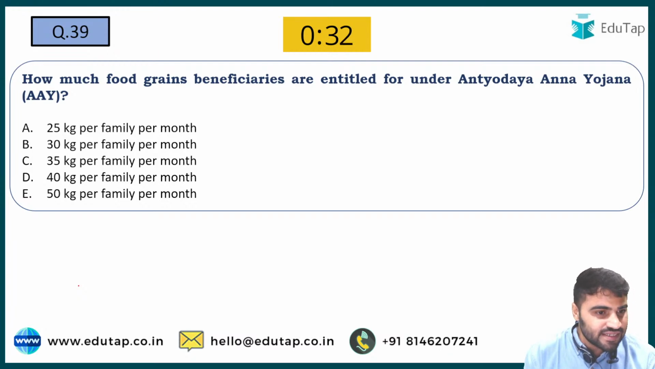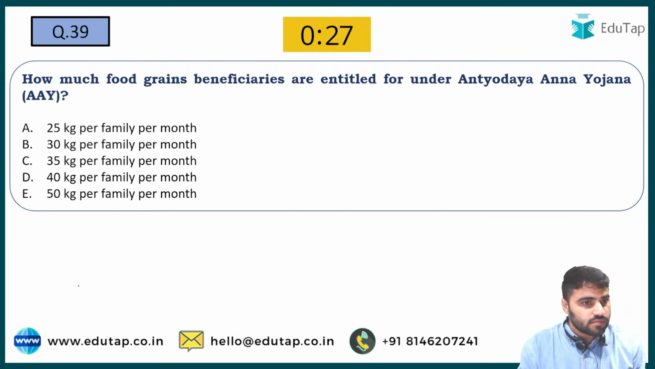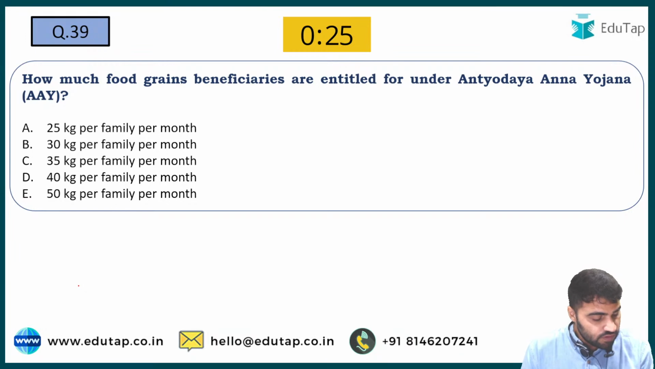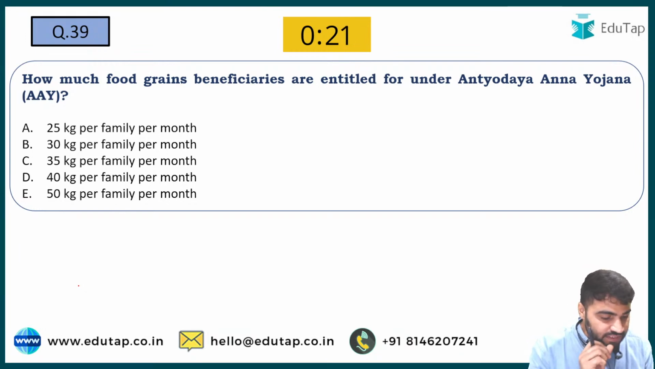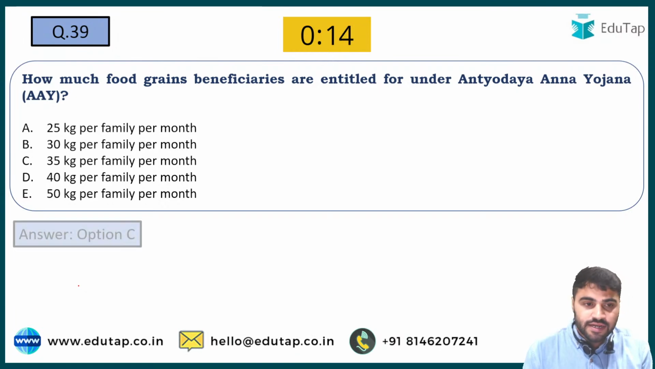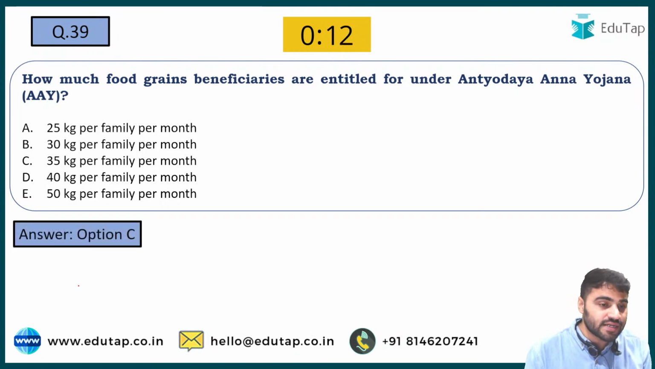Nilesh is saying 39C, that is 35 kg. Isha is saying 39th A. So mostly you are saying option number C, but some candidates are also saying option number A. We have B, so we have A, B, C as an option. Right answer for this question is option number C only, that is 35 kg.